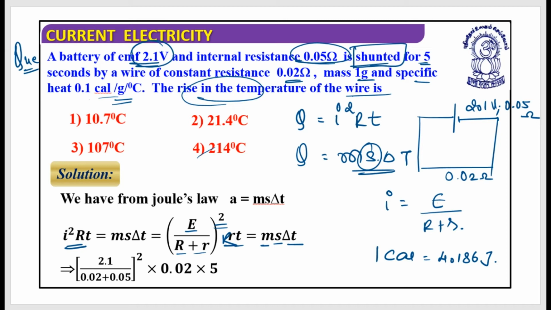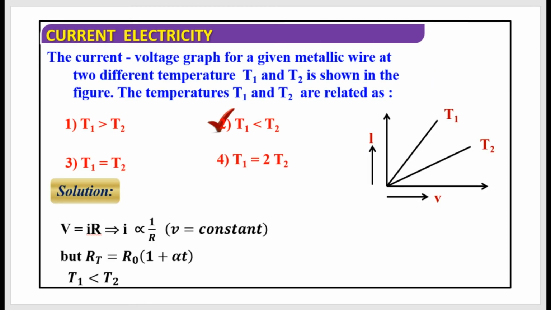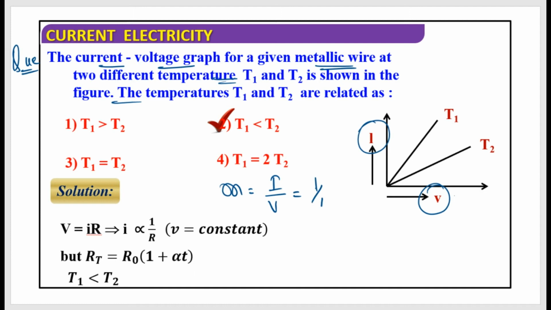Yes. Let's have a look. Very easy question. Do it quickly. What does it say? Current versus voltage graph for a given metallic wire at two different temperatures T1 and T2 is shown in the figure. The temperatures T1 and T2 are related as. First, have a look. This is I, this is V. If I take a slope, it would be I by V, that means 1 by R, the 1 by resistance. This is from V equals IR. First thing, is it clear?